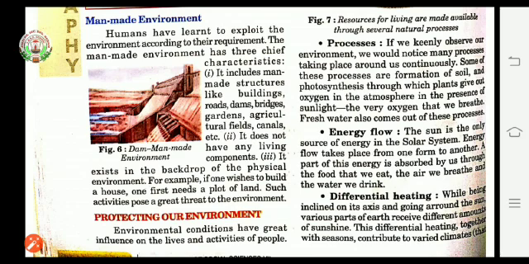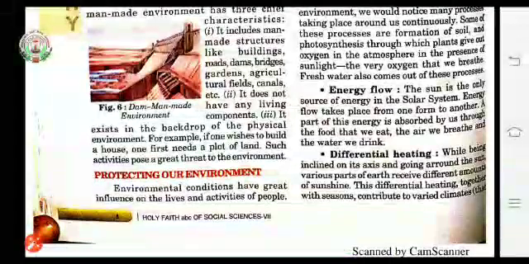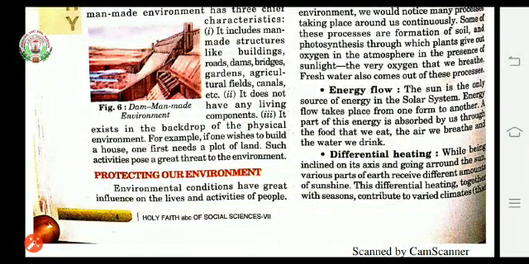In the previous class we have studied about man-made environment. In today's class I am going to explain protecting our environment. Environmental conditions have great influence on the lives and activities of people. Here the meaning of influence is affect, which means whichever environmental conditions we have surrounding us will affect the lives and activities of people. How will it affect?